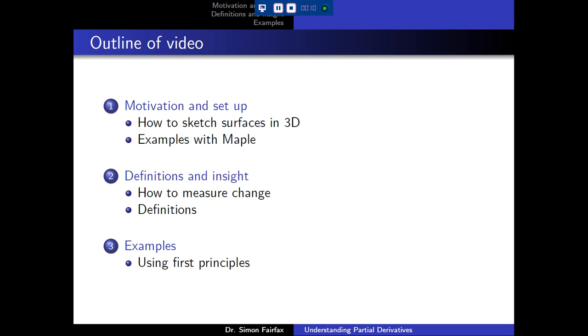Okay, so here's the outline for the video. Part 1, some motivation and setup. In particular, I want to take a look at how surfaces are constructed in 3D, and I'm going to use some Maple to help me along the way. Part 2, I'm going to take a look at some definitions and some of the motivation for the definitions. And finally, part 3, some examples of partial derivatives, and I'm going to do everything from first principles.